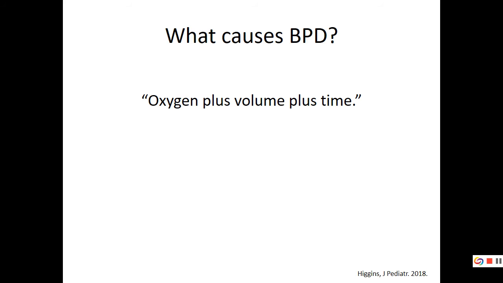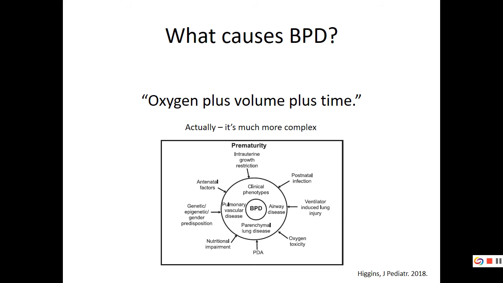So what causes BPD? This is a common phrase that comes up in the literature. Oxygen plus volume plus time. It's actually a lot more complex than that, but if you want to fall asleep now, you can remember that phrase. So in the setting of prematurity, there's all these other factors that influence the development of bronchopulmonary dysplasia. It's what you call a multifactorial disease.